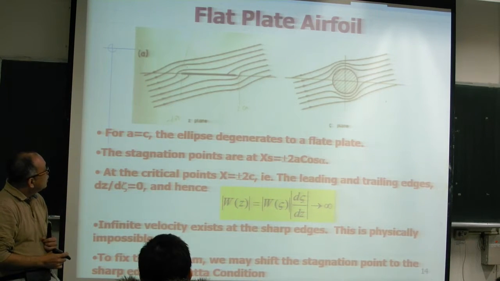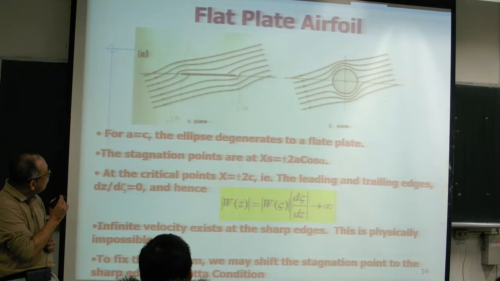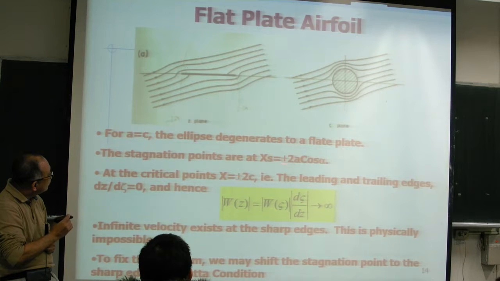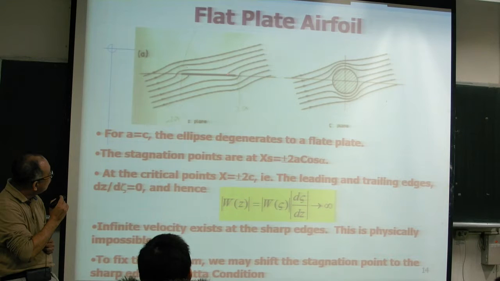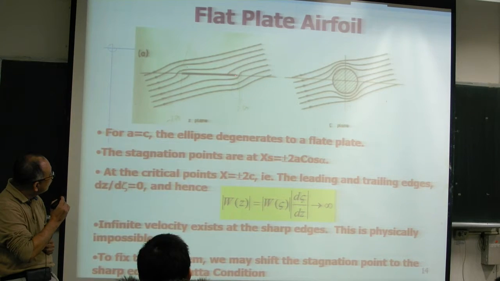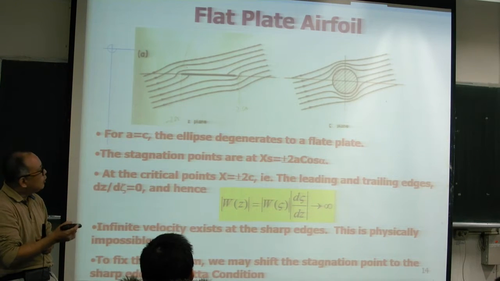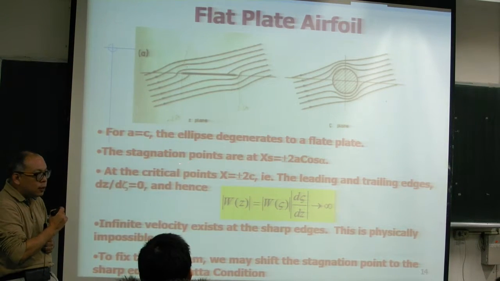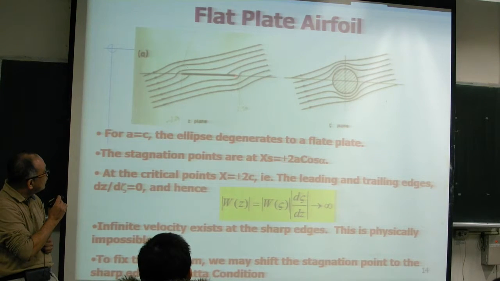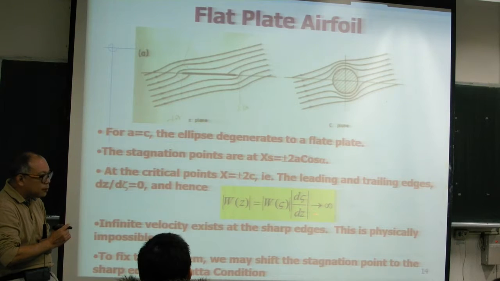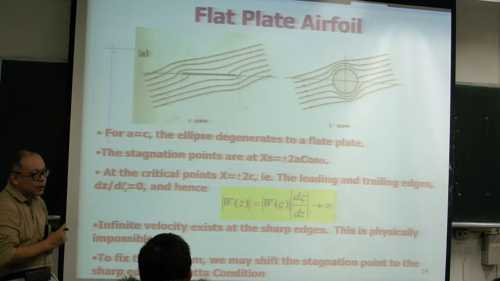So the idea is like this. Since the stagnation point originally is here, at this point and this point, if I can move this stagnation point and change it to this point here, I can solve my problem. Because the stagnation point gives us velocity equal to 0. And I force that at this point the velocity equals 0 instead of infinity. So in order to satisfy this, we use the Kutta condition.